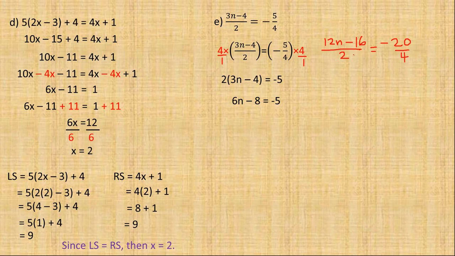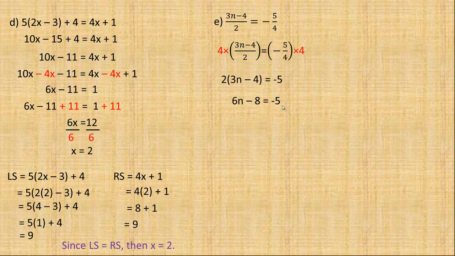So, see, the reason we multiply by 4 is so that the denominators divide out, no fractions anymore. 12n divided by 2 is 6n. Negative 16 divided by 2 is negative 8. So that will simplify to 6n minus 8. And negative 20 divided by 4 is negative 5. So it still gets you to the same place. Okay, so there's 2 different ways to do that.